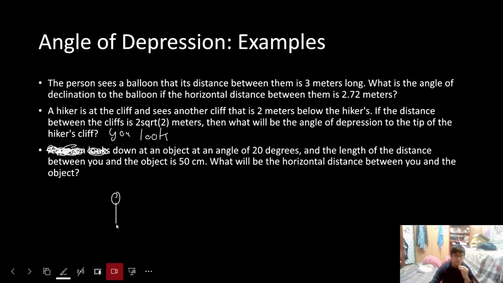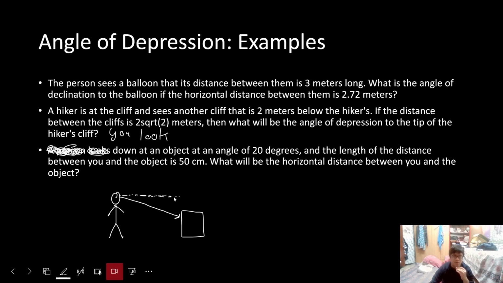So this is you, all right? And you look down at an object at an angle of 20 degrees. So suppose this is the object. You look down. It's like you're tilting your eyes or your head just to see the object below you.